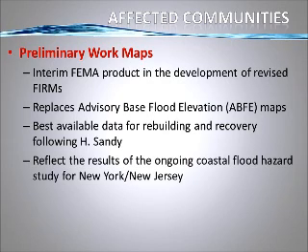But the preliminary work maps do have the storm surge analysis information plus the overland wave analysis. That's why, if you're familiar with the succession of the different maps being issued, a lot of the V zones were brought back in a lot of areas, which was to be expected because they were able to determine the wave heights going over land in more detail. And these reflect the results of the ongoing coastal flood hazard study for New York and New Jersey.